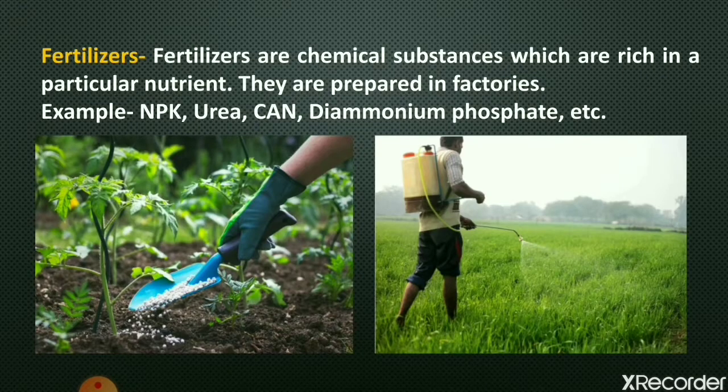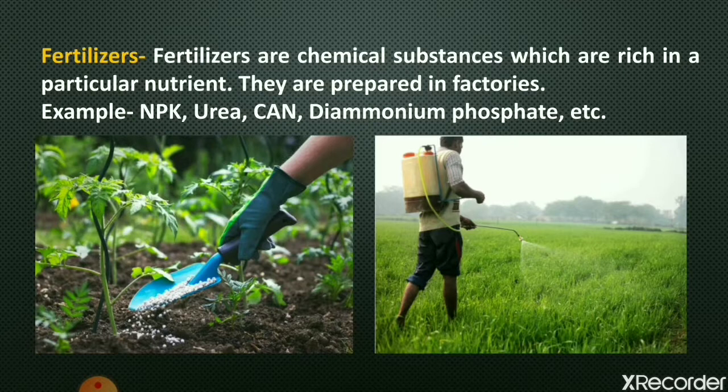Now the next thing is fertilizers. So what are fertilizers? Fertilizers are chemical substances which are rich in particular nutrients. Particular nutrients means some special types of nutrients are present in fertilizers.